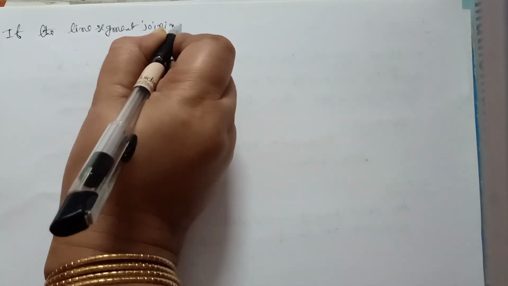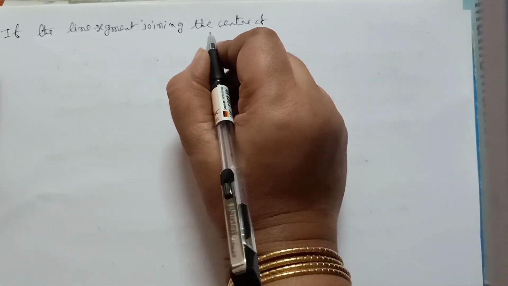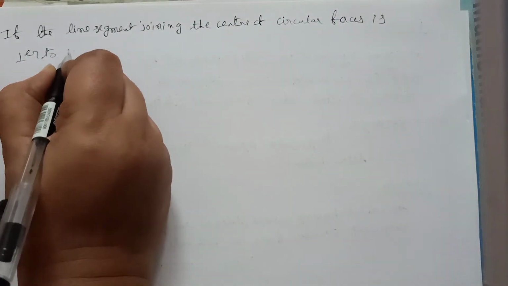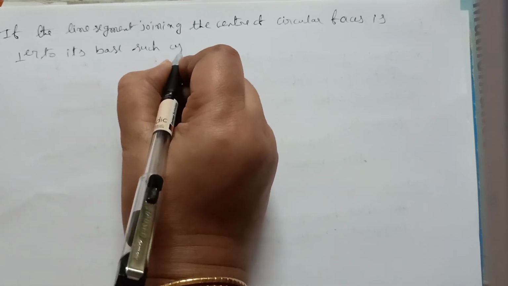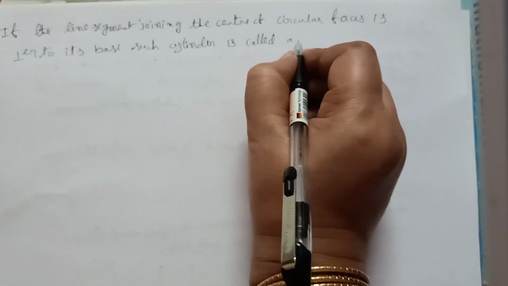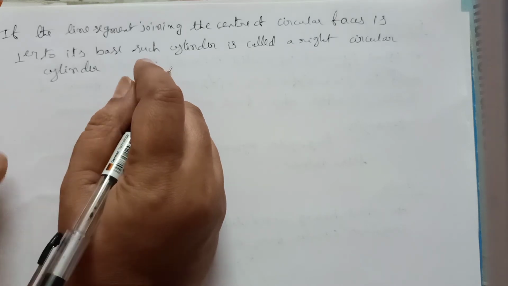If the line segment joining the centers of the circular faces is perpendicular to its base, such a cylinder is called a right circular cylinder. Otherwise it is called an oblique cylinder.